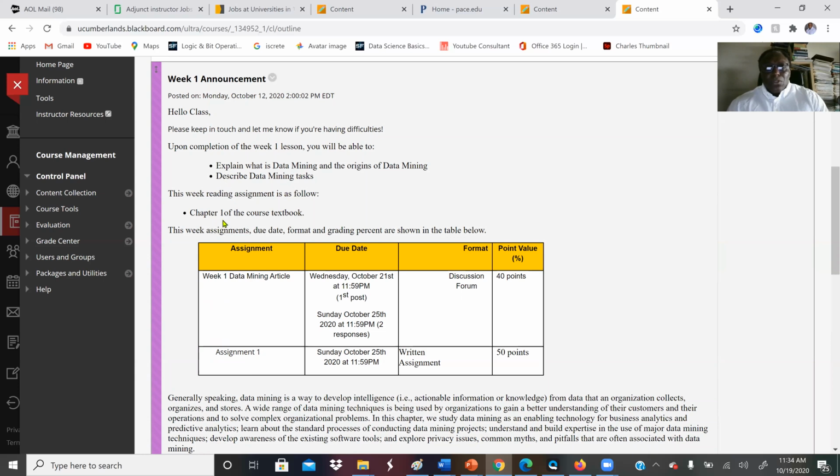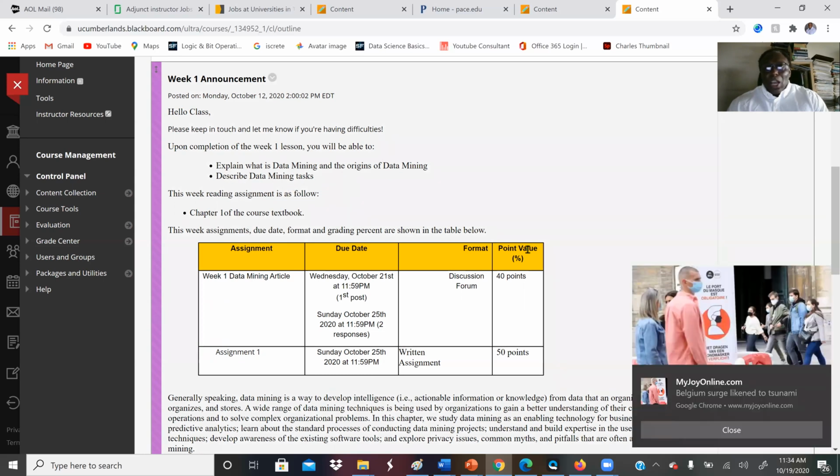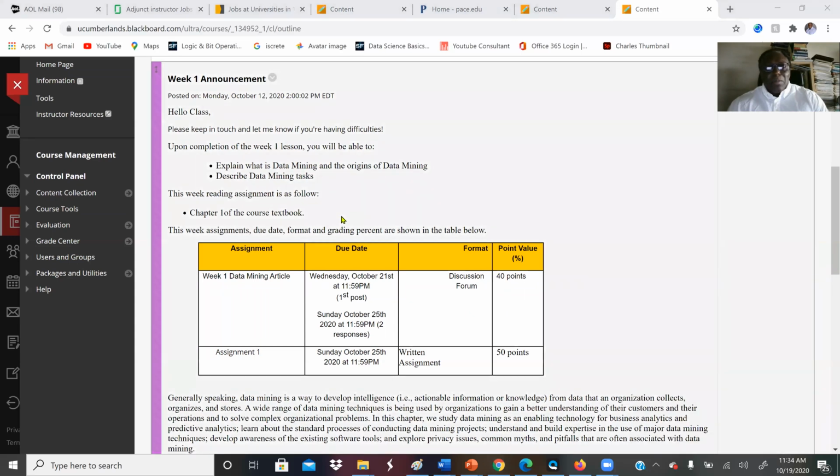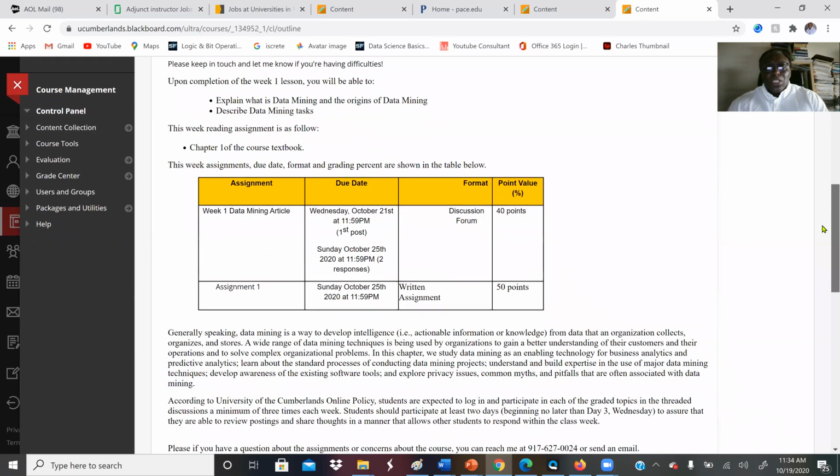The main objective of chapter 1 is to explain what data mining is and the origins of data mining. Also, we are going to discuss data mining tasks. When we say data mining tasks, we mean data mining algorithms. But the main tasks again will be classification, clustering, association, and anomaly detection. So that will be our objective and the reading assignment.